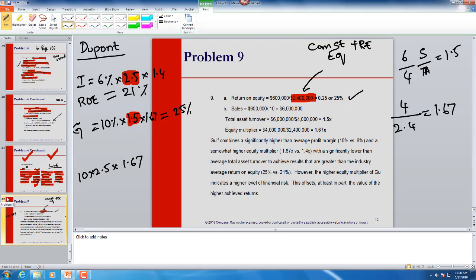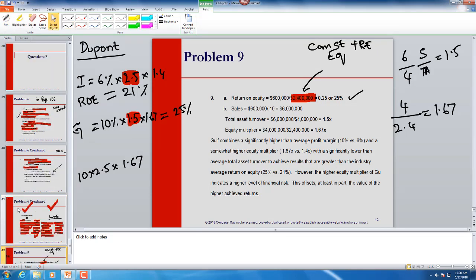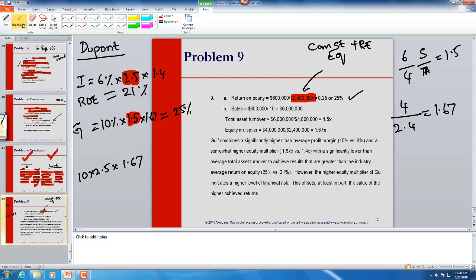I want all of you to think of that. They can improve. If you look at this, they highlighted here, Gulf combines a significantly higher than average profit margin, which is 40% more than the industry average, with a higher equity multiplier, with a significantly lower than average total asset turnover. So there is scope for improvement.